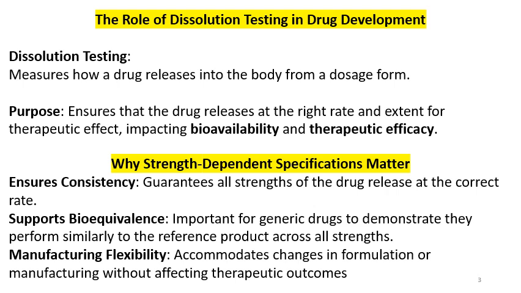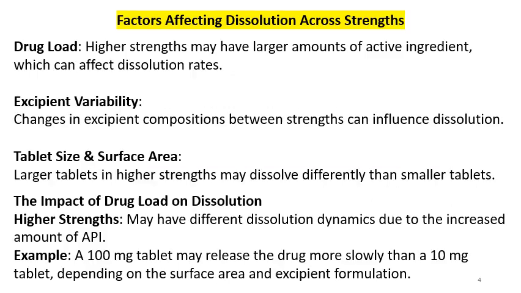Manufacturing flexibility accommodates changes in the formulation or manufacturing without affecting therapeutic outcomes. So this is the reason why strength dependent specification matters. So what are the factors affecting the dissolution across strengths?